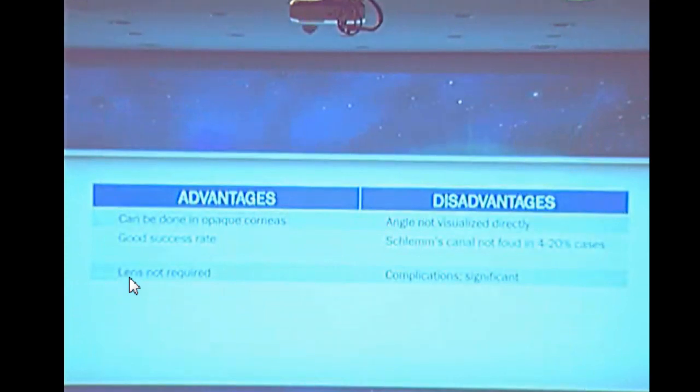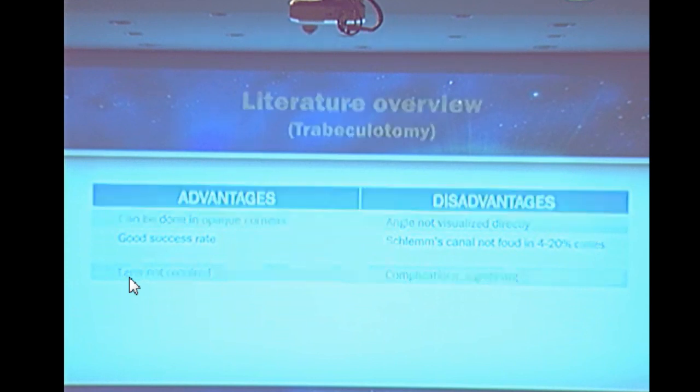Then, the advantage: trabeculotomy can be done with a good success rate, especially in mild cases, and it doesn't need any lenses or so. The disadvantage is that the angle is not visualized directly, and failure is mostly, they said, up to 20 percent. I'm not sure if it's not more than that. And complications are significant, like stripping of the membrane, iris dialysis, and sometimes with an ill-defined limbus in a big eye you may even have vitreous loss and so on, and we had such a thing in the past.